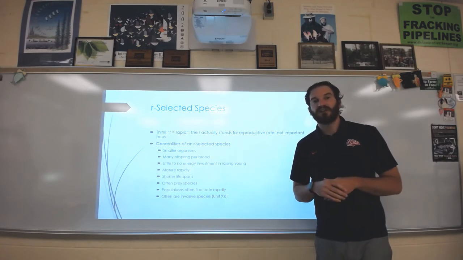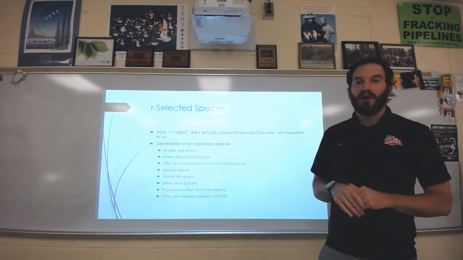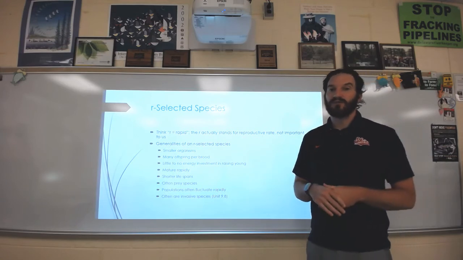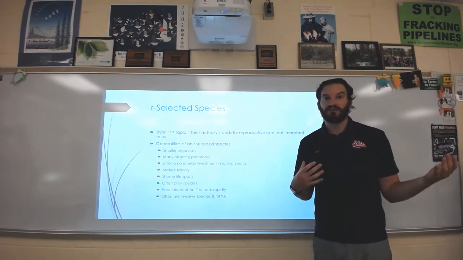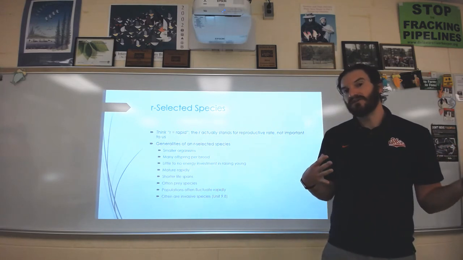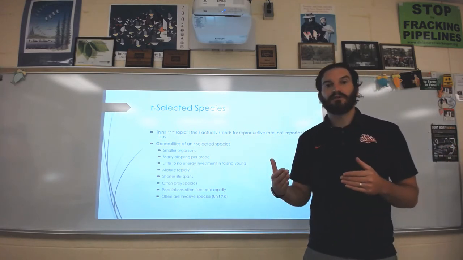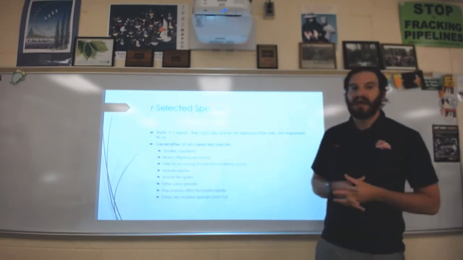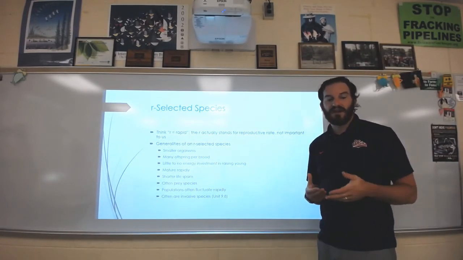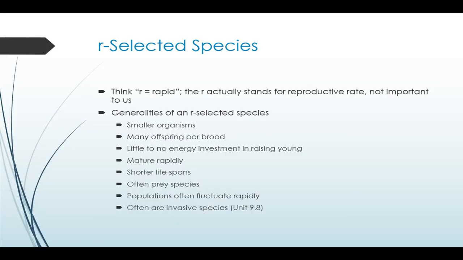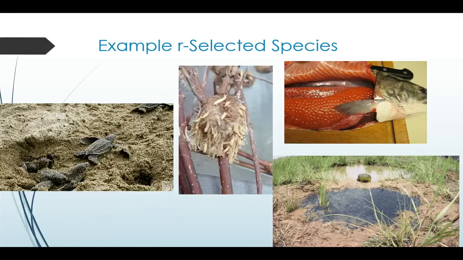That fluctuation is an example of R-selected species, usually the prey species, which populations are much larger because, again, we factor in trophic levels and the idea that certain organisms, in order for us to have high-level predators, we have to have a heavy base of prey species. And finally, they can become invasive species if they're introduced to a new environment, which we already talked about.